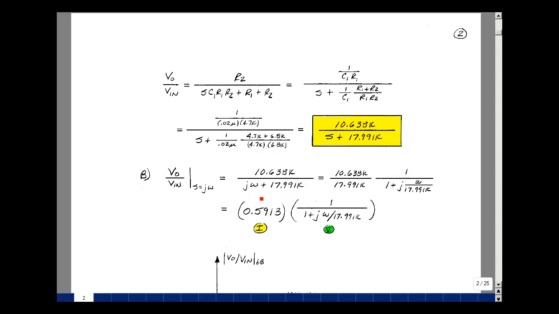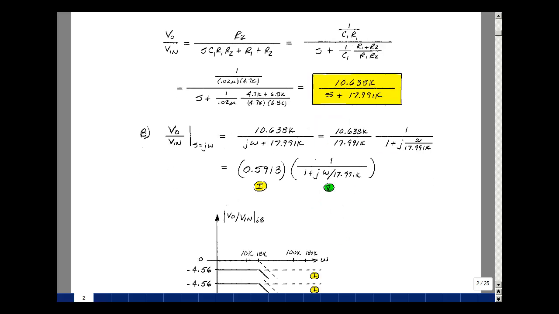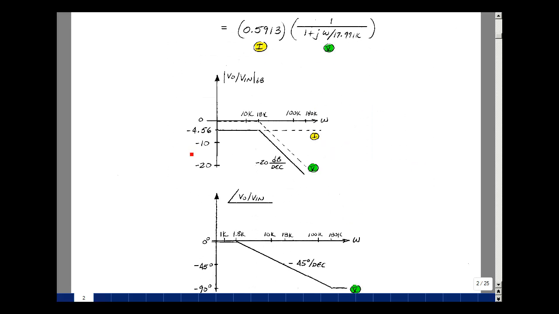We need to make this look like our form, so I need to make this equal to a 1. So I'm going to pull out a 17.991K, and likewise from the numerator, the 10.638K. So I'm left with 1 divided by 1, and then j omega divided by 17.991K. I've got a product of two terms, a form 1 and a form 5. So the first term, 20 log of that, turned out to be minus 4.56, which is a straight line.